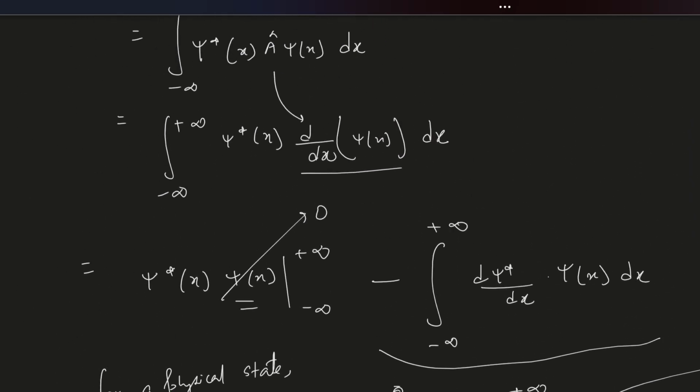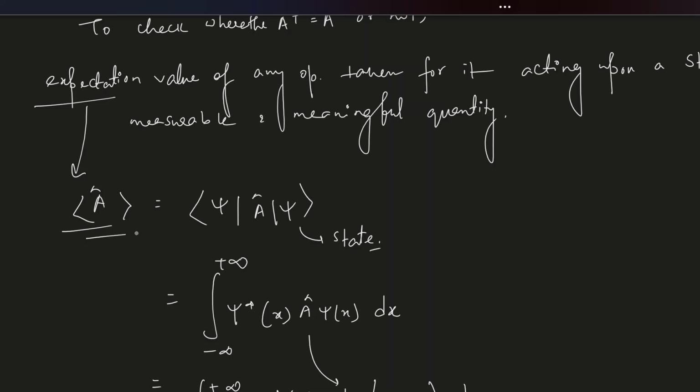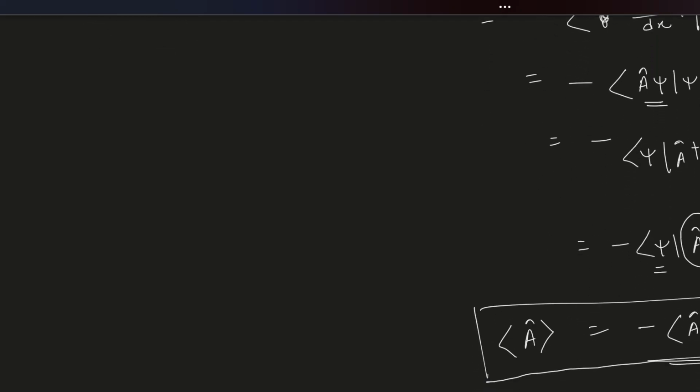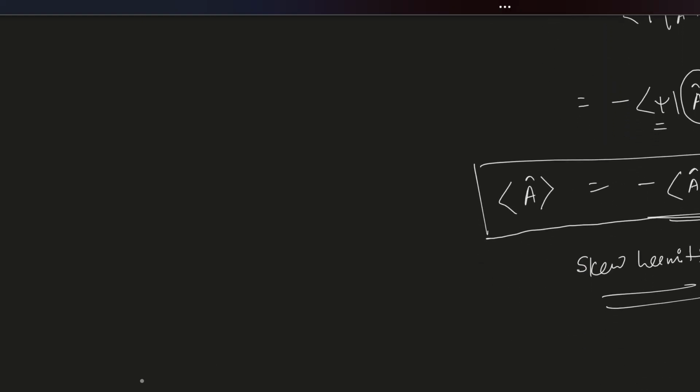Now remember what you started with, you started with the A cap expectation value, right? So on the left hand side you had the expectation value of A cap, on the right hand side you are getting the expectation value of A cap dagger with a minus sign. That means you are getting a skew Hermitian operator as d/dx equal to A cap, because for a Hermitian operator this minus sign should not be there, directly this should be equal to this. So this is skew Hermitian, that means option A is not Hermitian.